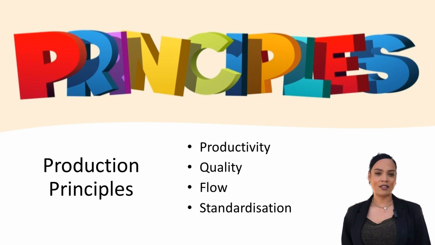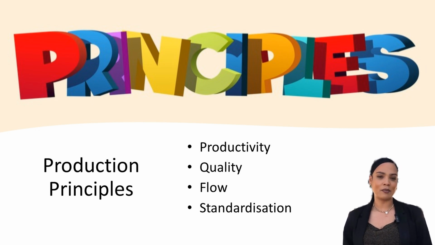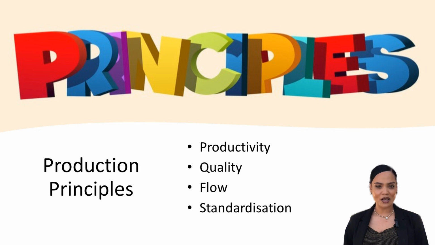3. Principle of flow. Flow refers to the continuous movement of materials, information, and work through the system. Good flow means minimal stoppages, clear routing of materials, reduced bottlenecks, and balanced workloads across stations. Poor flow causes congestion, delays, backlogs, and frustration. Supervisors must identify blockages early and correct them immediately.